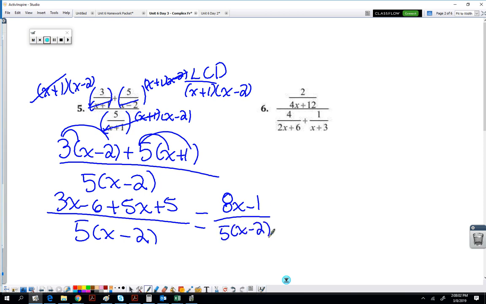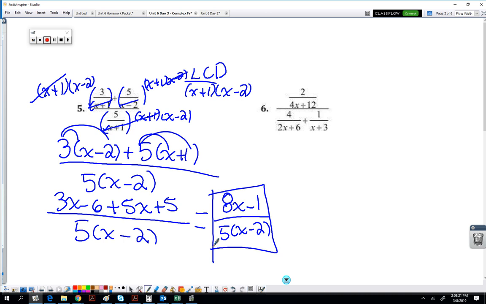Alright, so we want to keep it unfactored on the denominator, because if you don't, you won't be able to recognize if you are able to simplify down even more. Can you cancel stuff out? So that's why this is your final answer.